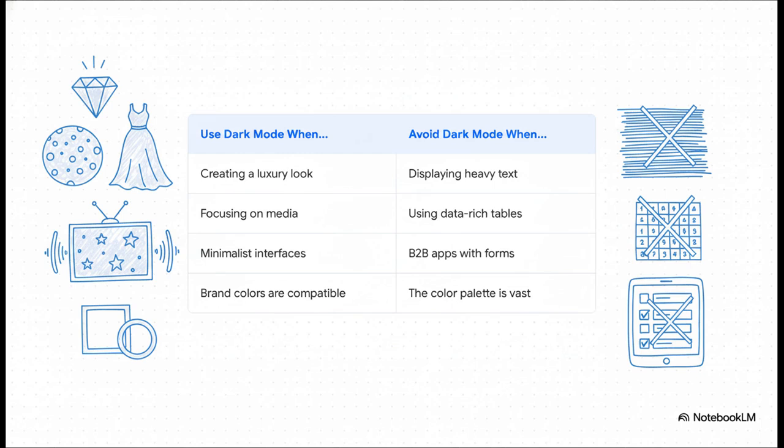It works wonders when you're going for that luxury, high-end feel, or for media apps like Netflix where you want the video to be the star. But you really want to avoid it for things like blogs with tons of text, or those super complex dashboards packed with data and forms. And why is that? Well, because a dark background actually makes it harder for our brains to read big blocks of text, and it can turn a dense table of data into a confusing jumble.